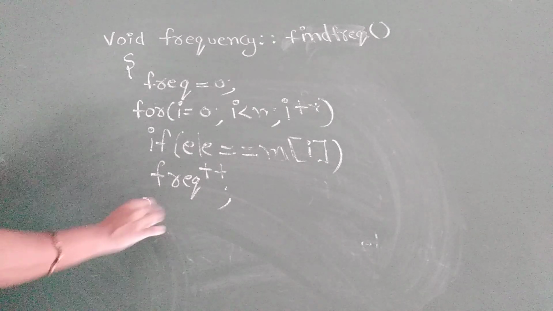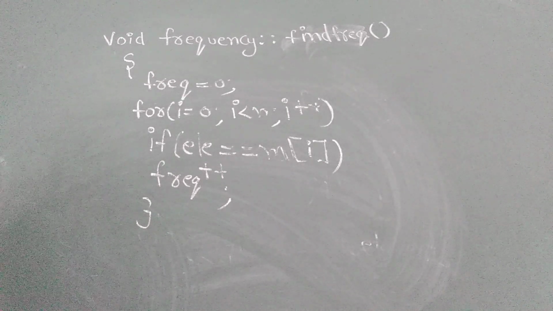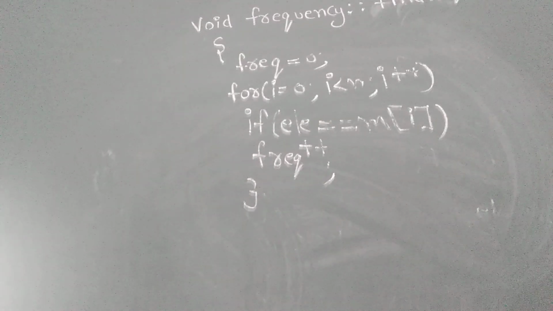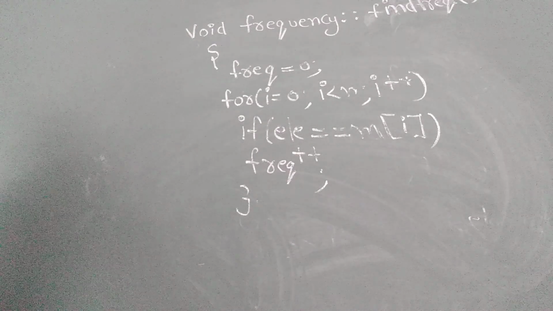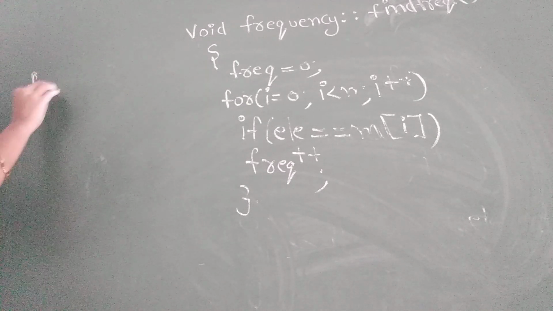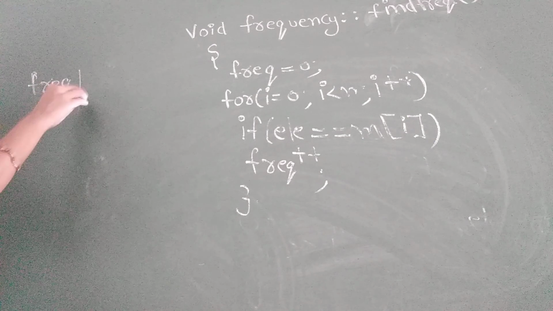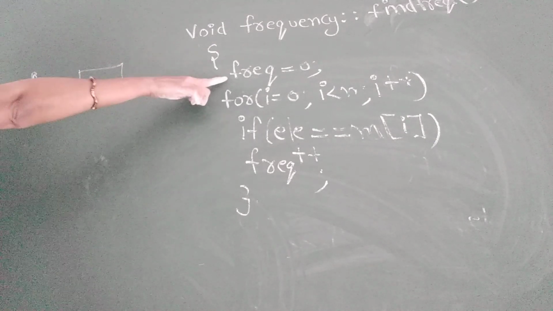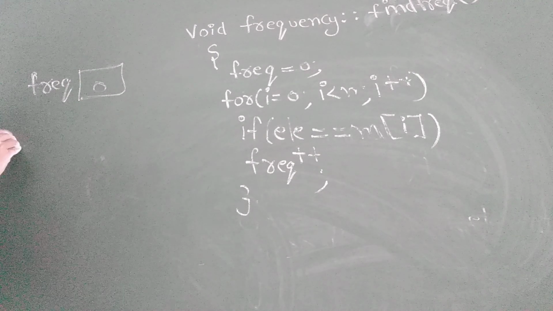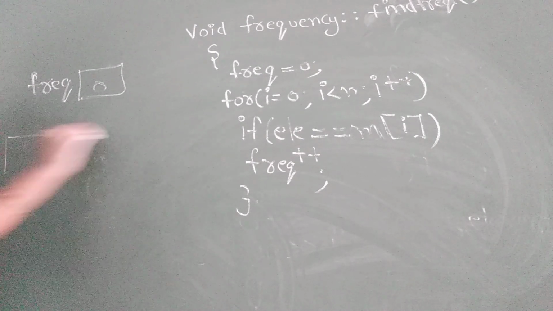I will explain this with the help of an example. Okay, so let us move this side. Now look carefully. There is a memory location. In that memory location, what is there? Frequency is there, 0. You can see here frequency is 0. For i is equal to 0, it means here the array is there.